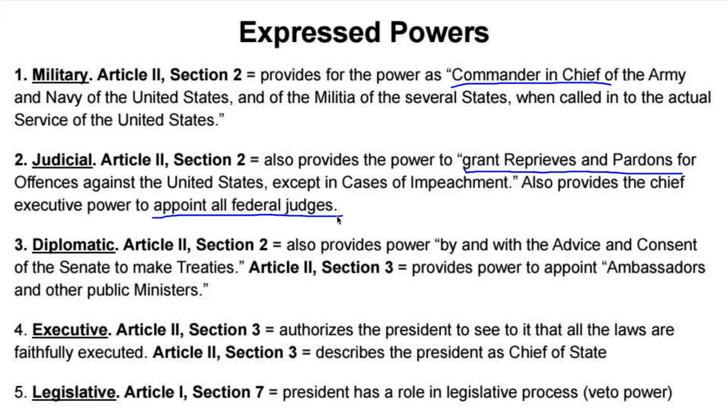Diplomatic powers, okay? Treaties, but with this term, the advice and consent of the Senate. So the Senate needs to approve of the treaties that are negotiated by the executive branch. Again, ambassadors, public ministers, so ambassadors to foreign countries, public ministers is where presidential cabinet members fall under that category. Again, they need to be approved by the Senate, but appointed by the president.